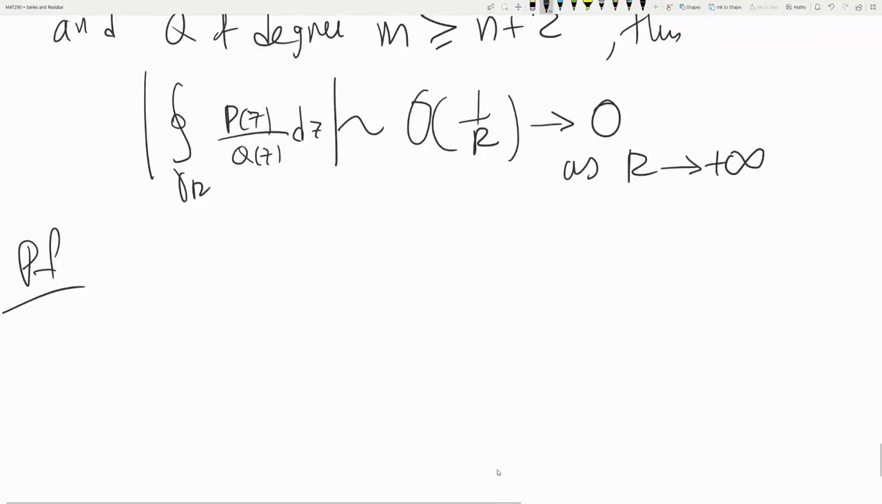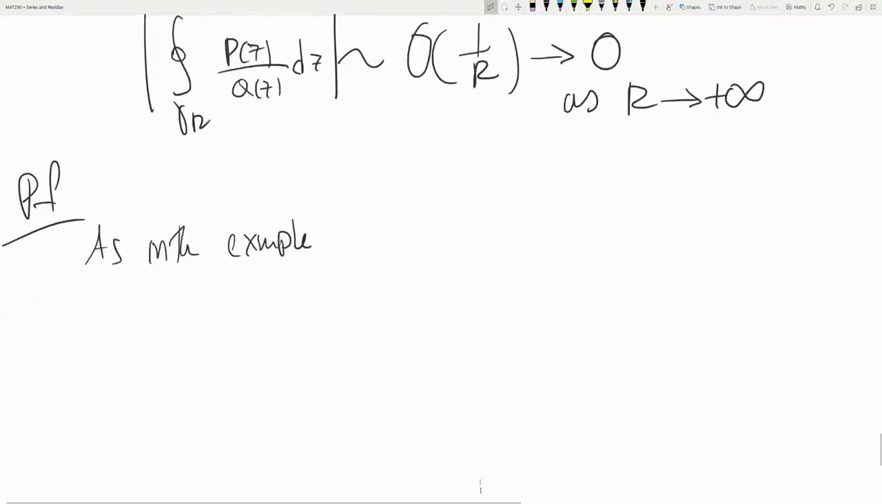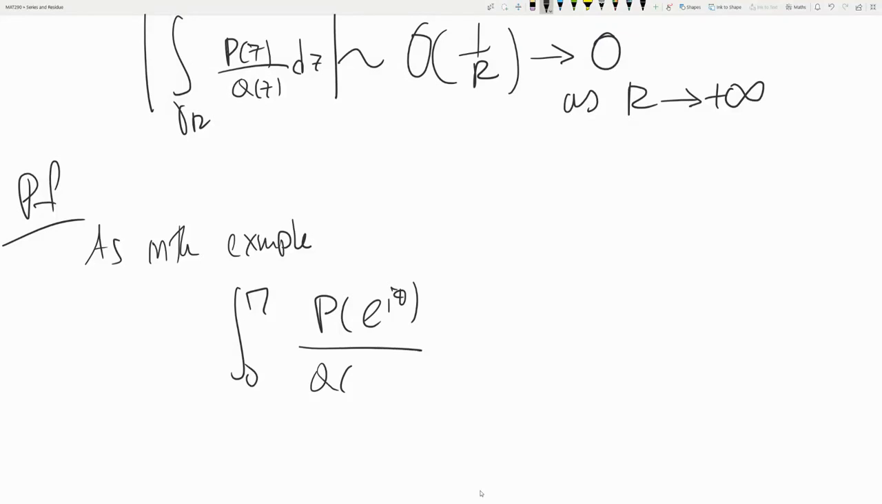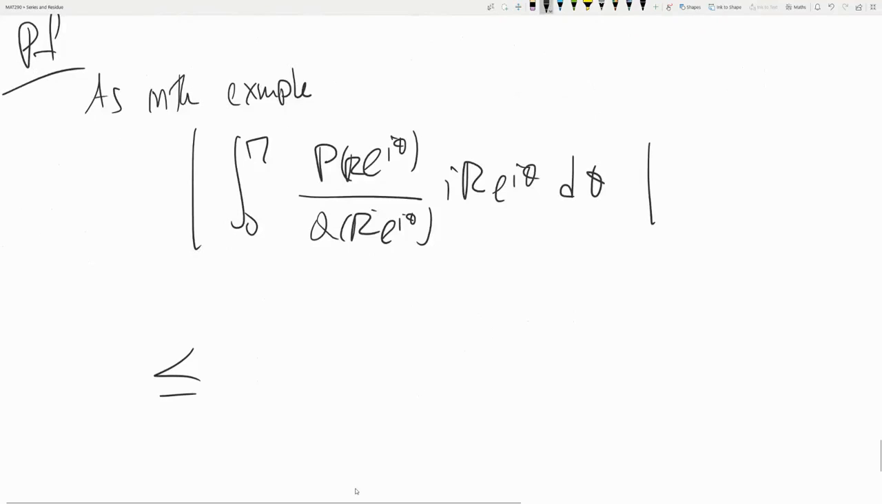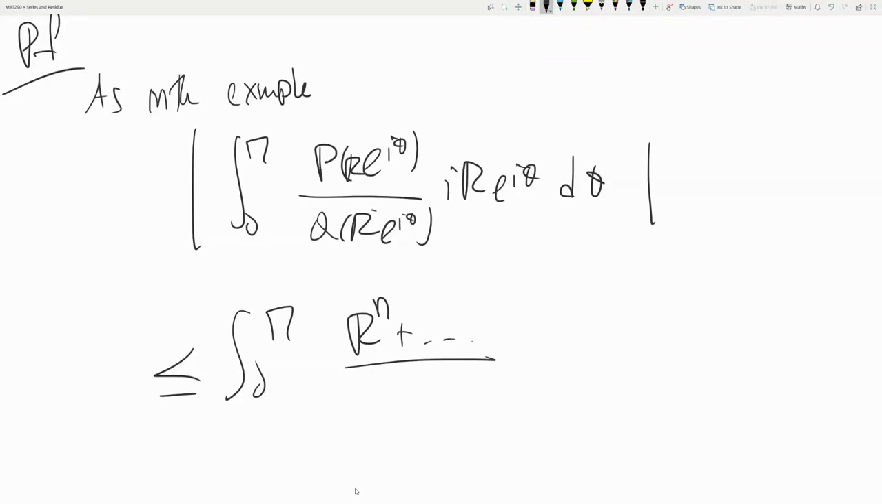And let me do a quick proof. So as in the example, we do polar coordinates. So if you do polar coordinates, p(re^(i theta)), q(re^(i theta)) with r. Okay, do your triangle inequality and expand. So you have R^n with lower powers and R^m with lower powers, R d theta.